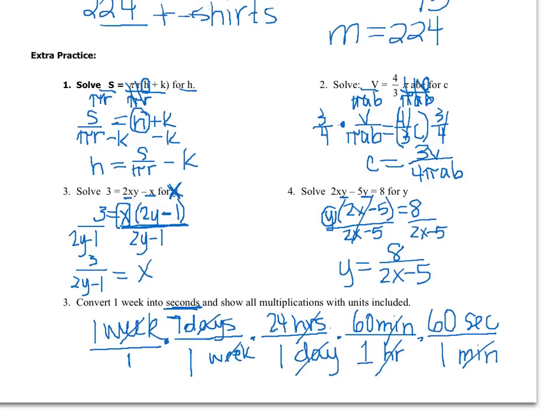At this point, you just multiply across the top for all your numbers. The bottoms are all ones, so I don't need the bottom. So if you multiply 1 times 7 times 24 times 60, you'll find that's 604,800, and our units here are seconds. Make sure you include your units.